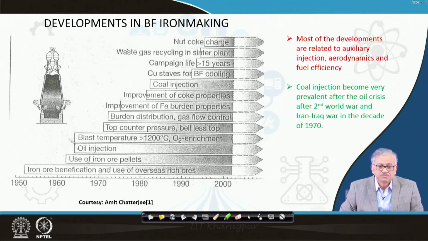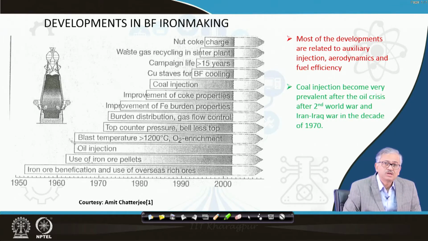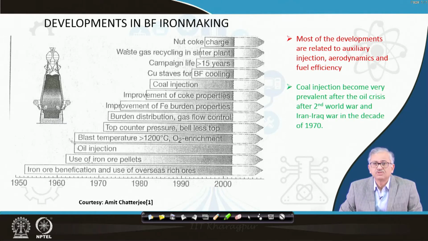Nowadays, the benchmark is 200 kg per ton of hot metal. So 200 kg of PCI is charged along with 350 kg of coke, around 550 kg total fuel charging. And then along with coal injection came the copper step cooling of the blast furnace, such that the campaign life is greater than 15 years.